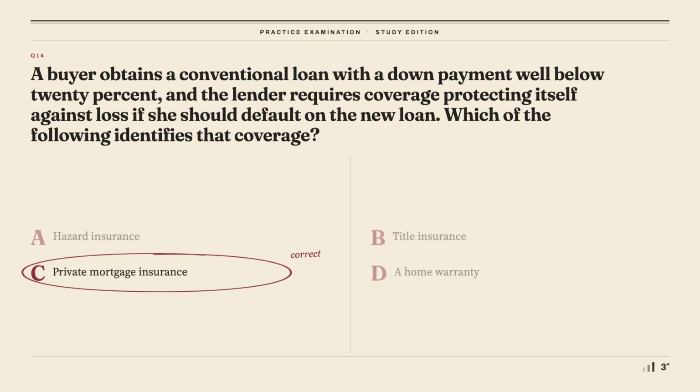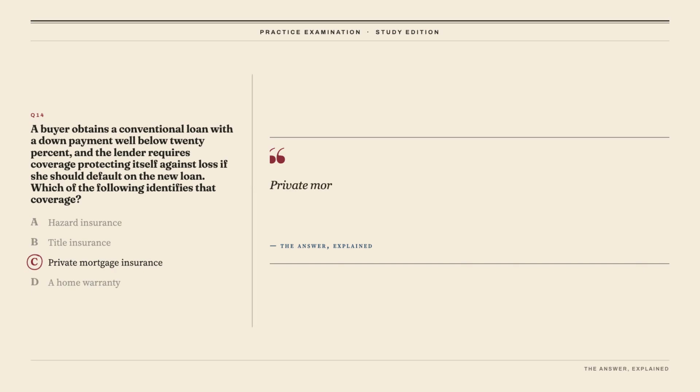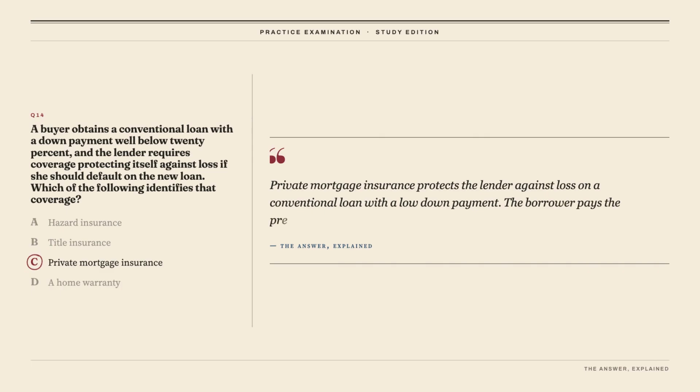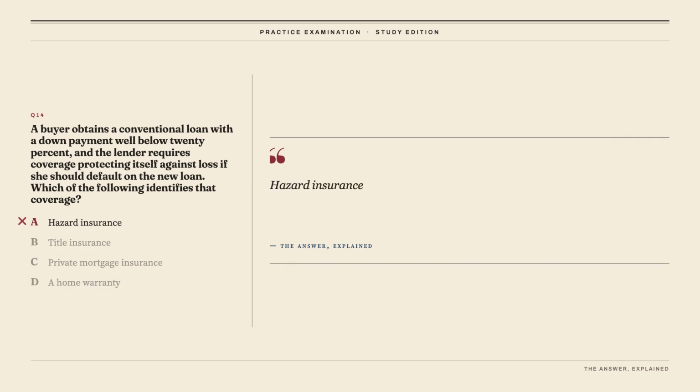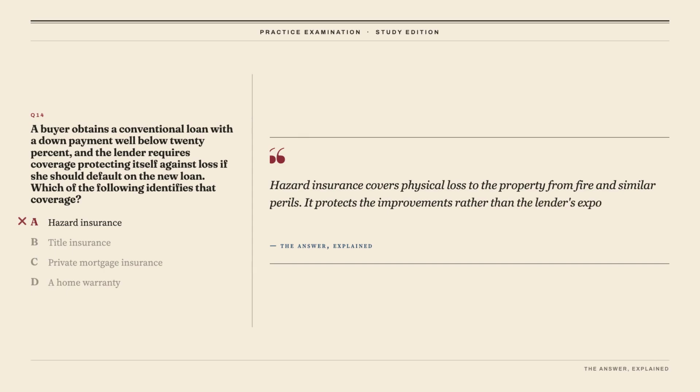The correct answer is C. Private mortgage insurance. C is correct because private mortgage insurance protects the lender against loss on a conventional loan with a low down payment. The borrower pays the premium and the coverage runs to the lender rather than to her. A is wrong because hazard insurance covers physical loss to the property from fire and similar perils. It protects the improvements rather than the lender's exposure on a small down payment.